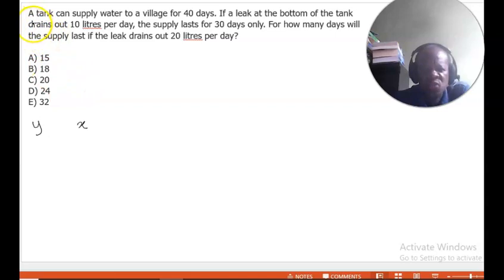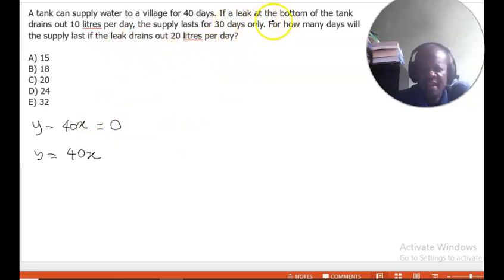So from the first statement, we have a tank can supply water to a village for 40 days. So if the tank can supply the village for 40 days, then 40x minus y equals 0. So that means the volume of the tank will be y equals 40x from that first sentence. Okay, let's proceed.